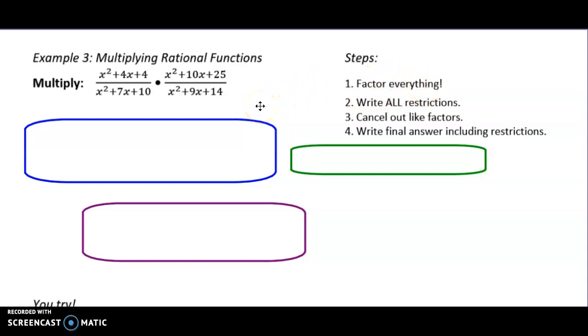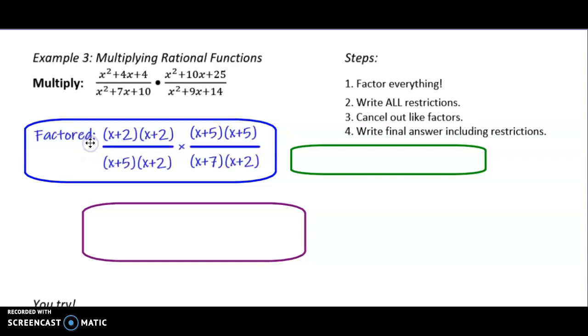Take a moment to pause the video and factor all 4 of those polynomials. When you have them factored, the solutions are x plus 2 times x plus 2 on the numerator, x plus 5 times x plus 2 on the denominator. On the other fraction, you have x plus 5 times x plus 5 on the numerator and x plus 7 times x plus 2 on the denominator.